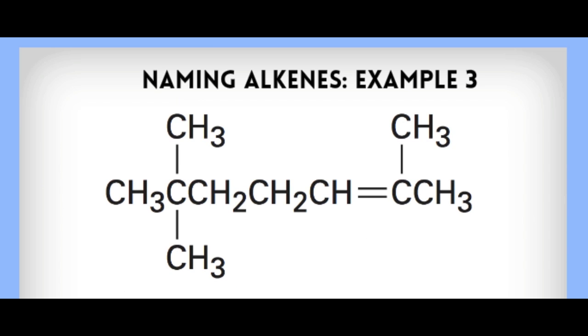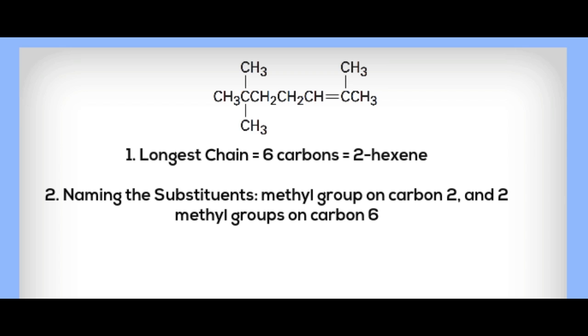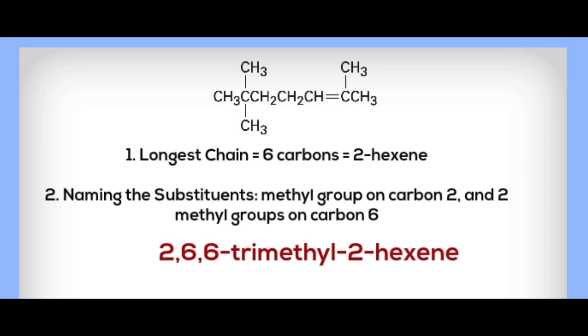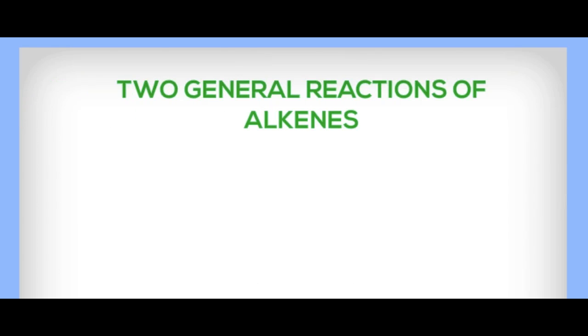Here's another example. So here we have the longest chain is going to be 1, 2, 3, 4, 5, 6. That's going to be an example of a 6 carbon chain, and there are 3 methyl substituents. So that's going to be 2-hexene, but it's also going to be, there are 2 methyl groups on carbon 6, so that's going to be 2,6,6-trimethyl-2-hexene, as you can see there. And why we have to put 2,6,6 is because there are 3 methyl groups, 3 substituents, and you do have to write the number again if there are 2 on the same carbon.